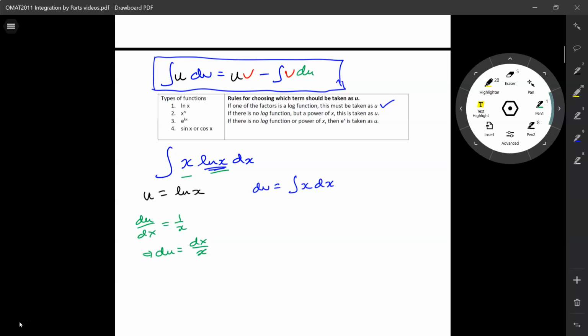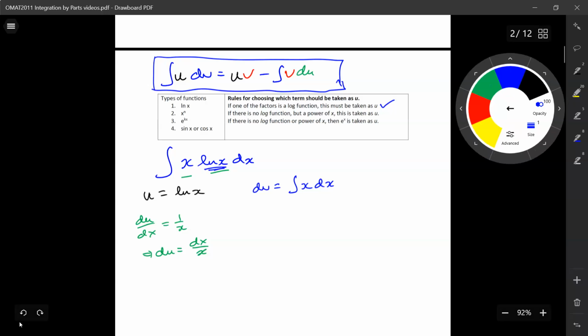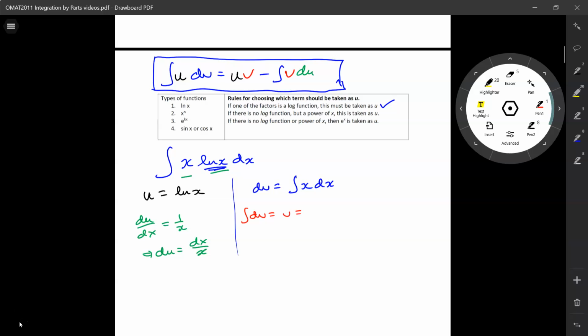On this side, we need to integrate dv, and that will give us v, which we also need for the formula up above. We'll just do consistent color coding. So the integral of dv, which is equal to v, is the integral of x dx. So the x there becomes x squared divided by 2, and that is the v that we need.